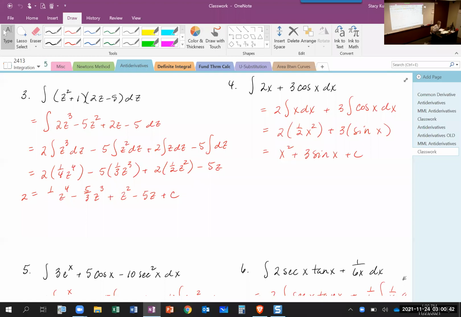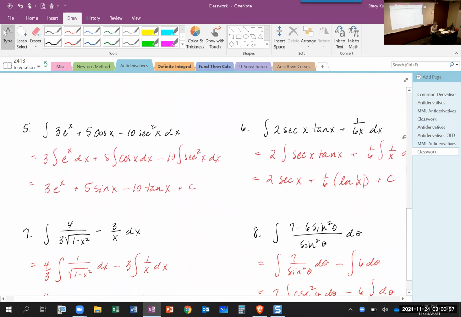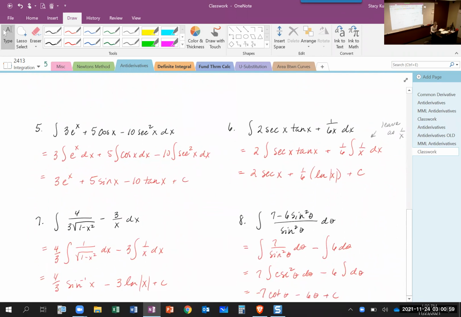Here's 3 and 4. You can see the answers that are given there. That should be what, 1/2 z to the 4th. I somehow got rid of that. I think you got moved. We also have 5, 6, 7, and 8 right here as well.